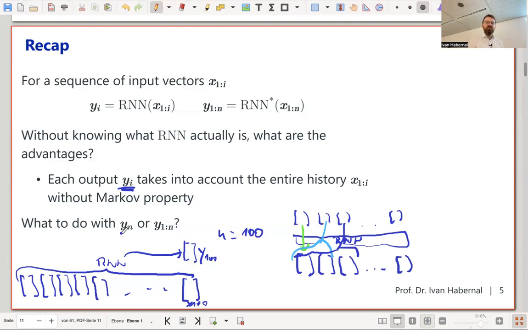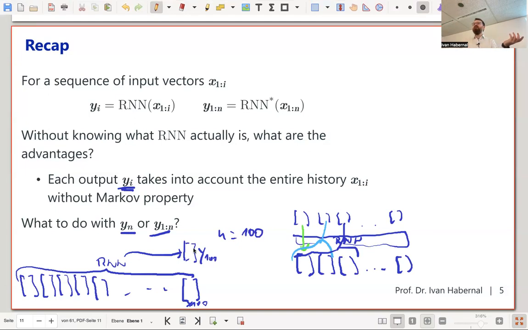So the question is, what to do with those? How can we use these outputs? What can we model with them? Maybe there's an answer on the slide, but I don't see the next slide here, unfortunately, so I don't know what's in there. Maybe there's an answer, so don't look it up. But think about it. You have any sequence of words which produces a single vector. What can you do with that vector?